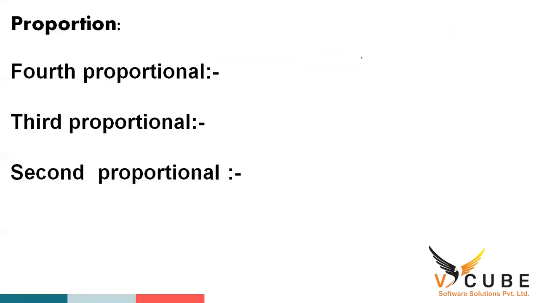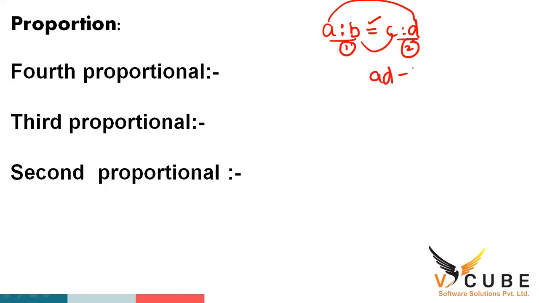Right. And coming to the second point, proportion. So already you know proportion. What is the proportion? For example, A is to B is equal to C is to D. So A is to B is one ratio and C is to D is another ratio. Two ratios being equal is called the proportion. The proportion formula is AD is equal to BC.